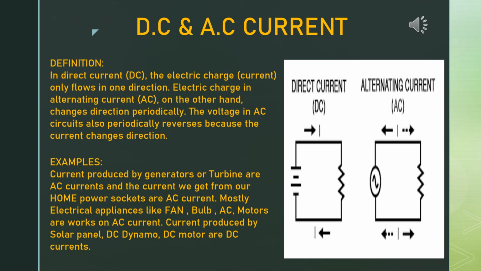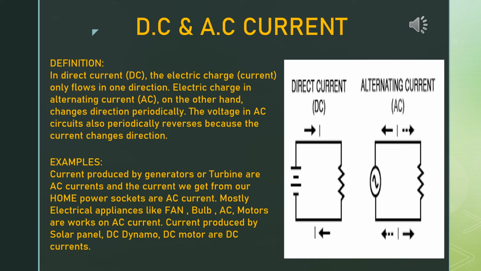Now, DC and AC current definition. In direct current or DC, the electric charge or current only flows in one direction. Electric charge in alternating current or AC, on the other hand, changes direction periodically. The voltage in AC circuits also periodically reverses because the current changes its direction.